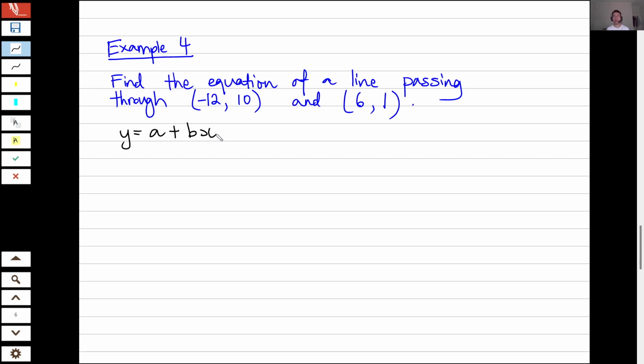Now, we don't have the intercept, so we need to start by finding the slope. In this case, b is y2 minus y1 over x2 minus x1. I do recommend you write this line as well until you are very experienced and very confident with this formula.